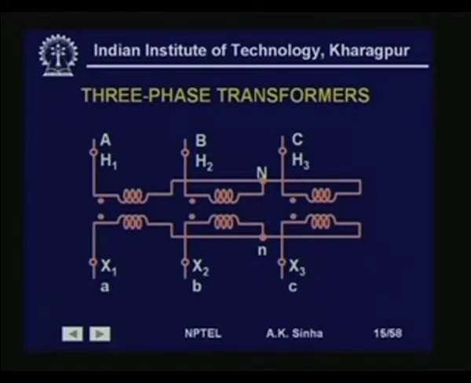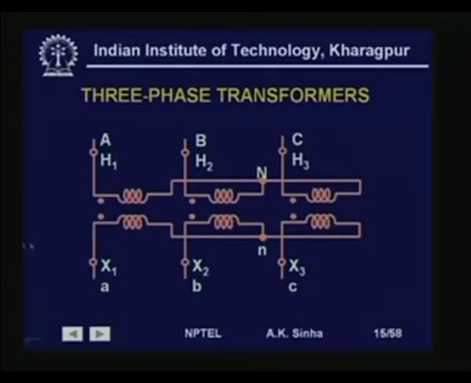Now, most of the transformers, since we are using a 3-phase system, are 3-phase transformers. 3-phase transformers can be built on a single core as a 3-phase transformer, or we can build 3-phase transformers by using a bank of 3 single-phase transformers. The 3-phase windings of these transformers, both on the primary and the secondary side, can be connected either as a star or as a delta.